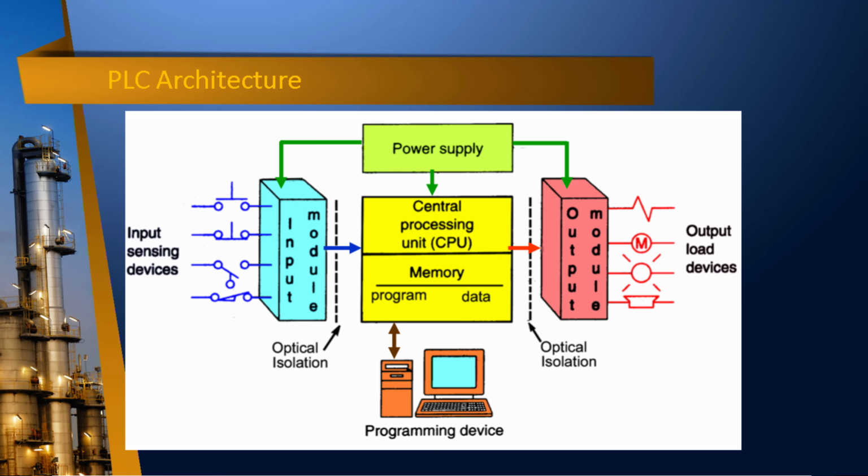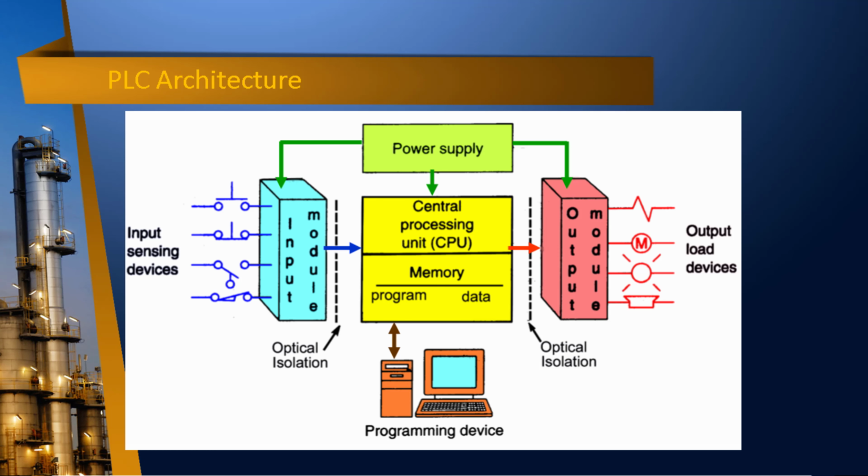The CPU, or central processing unit, is used to process the input signal according to a program stored in the memory and perform an action. This action will be sent to the output module to perform it outside. For example, turn on a motor or turn off a lamp.